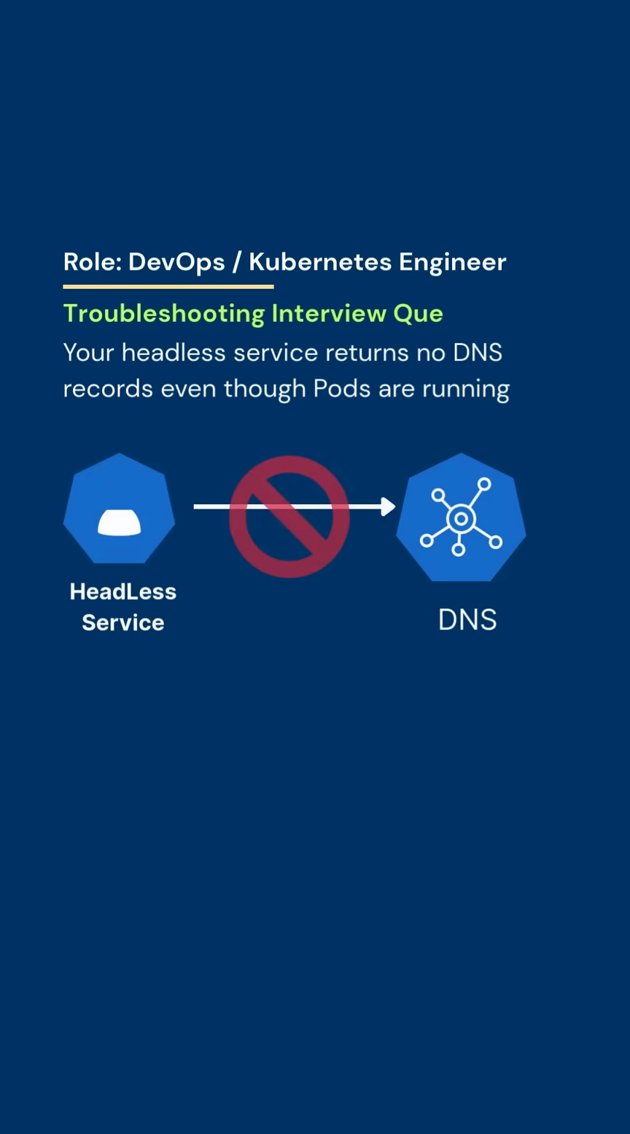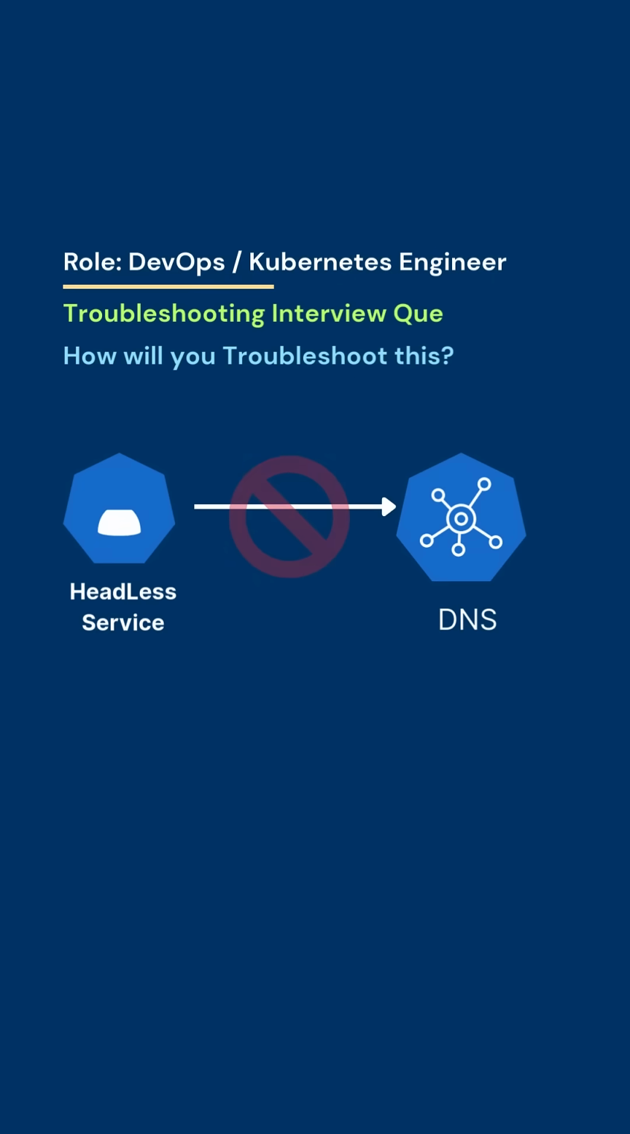Your headless service returns no DNS records, even though pods are running. How will you troubleshoot this?